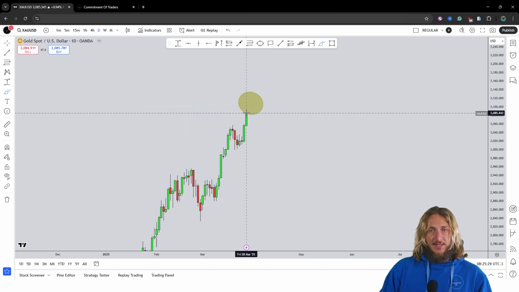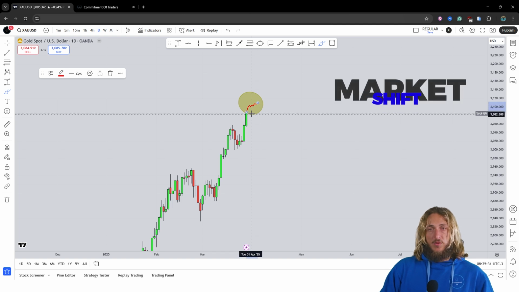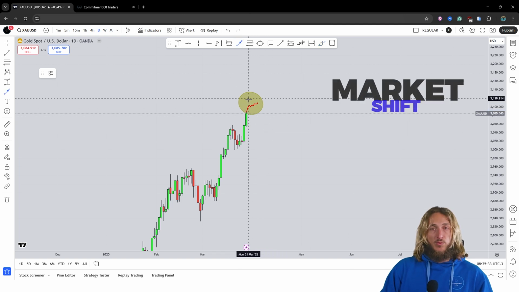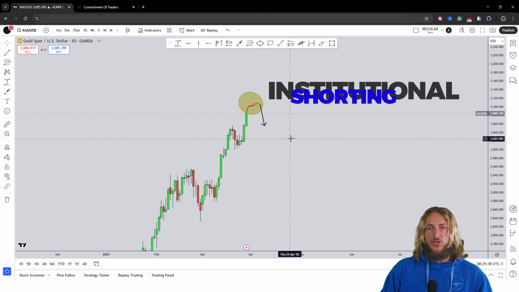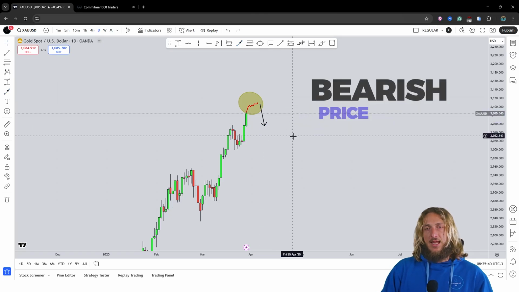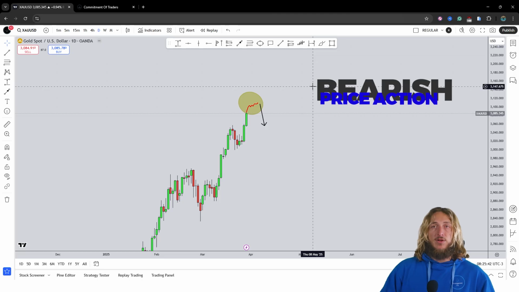Therefore, what I would expect is that if this market would shift from an intraday bullish to a bearish market, I wouldn't be surprised, especially if we see more institutional shorting, to see a potential short-term correction to the downside away from this area. That definitely wouldn't surprise me.